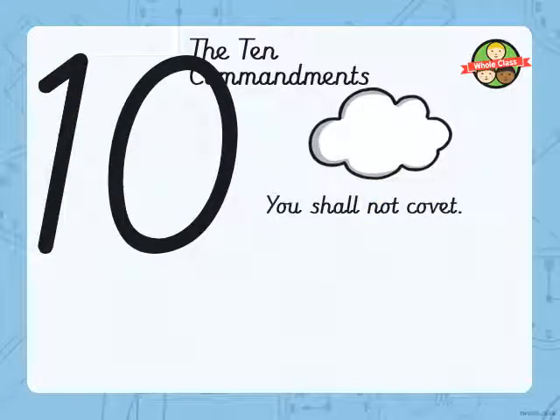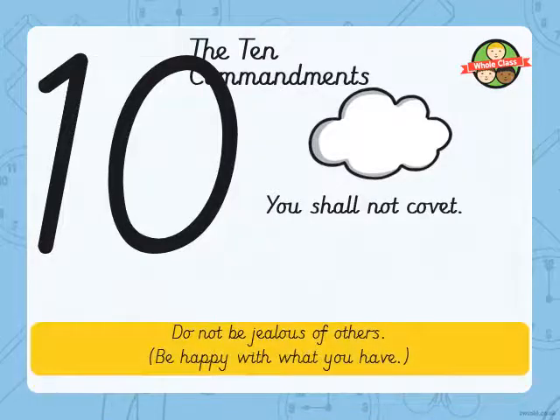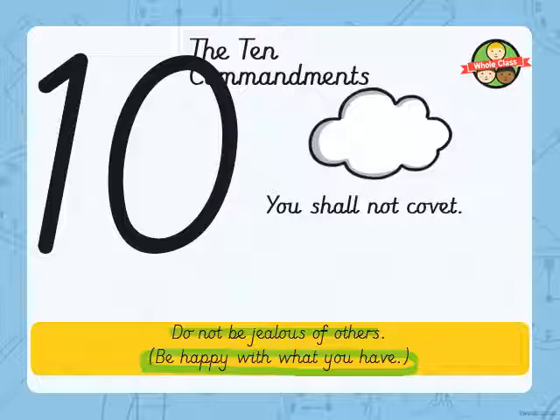And number 10, thou shalt not covet, which means don't be jealous of others. And the most important thing is be happy with what you have. So, for example, if you were having lunch and somebody else had something in their lunch which you wanted, there's no point being jealous and saying, oh, I'm not going to eat my lunch because I want that. You have to be grateful and be happy with what you have. Okay? So they are our 10 commandments.